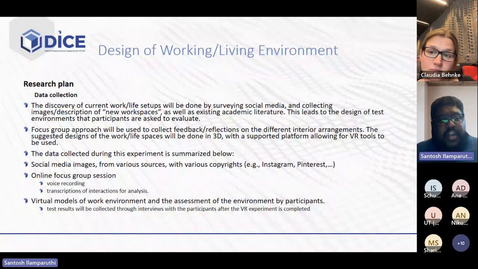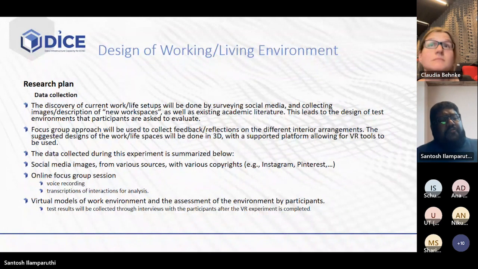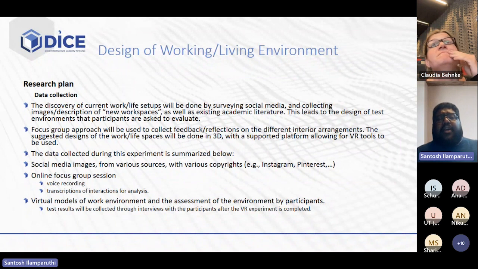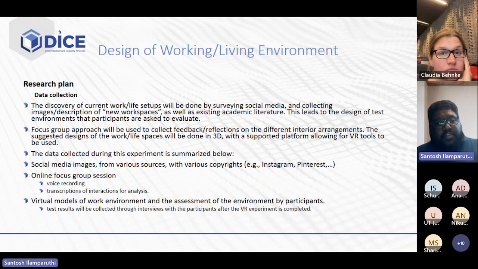This leads to the design of test environments, which the participants are asked to evaluate. A focus group approach will be used to collect feedback and reflections on the different interior arrangements. The suggested designs of the work-life spaces will be done in 3D with a supported platform allowing for VR tools to be used.